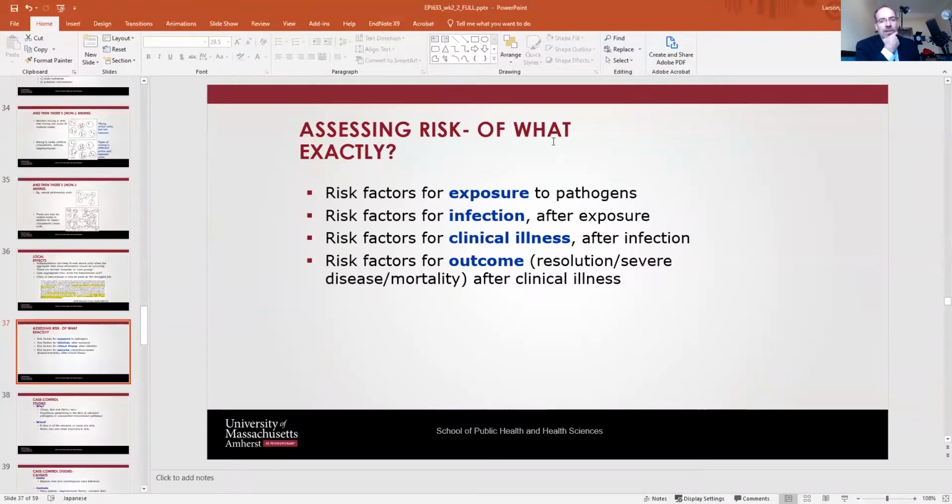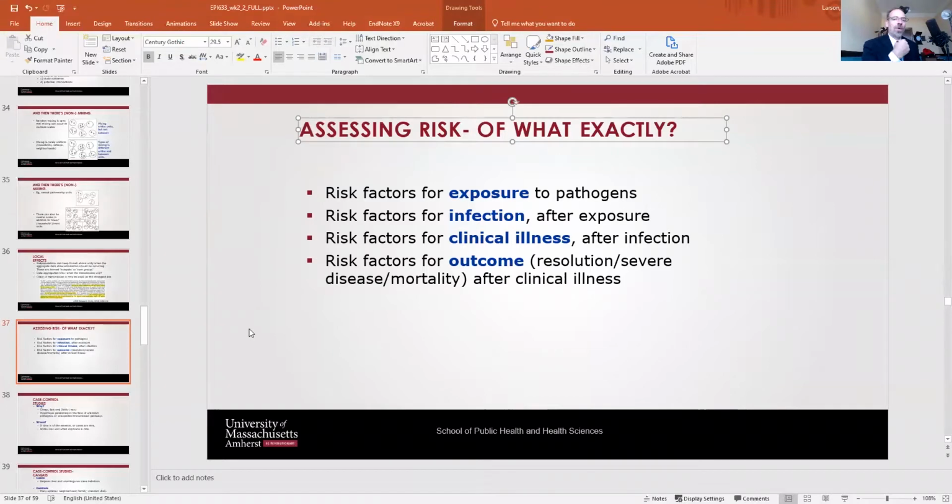So when we talk about assessing risk, what are we talking about? We have risk factors for exposure to pathogens. We have risk factors for infection after exposure. Remember, infection does not behave the same way in every single individual, and often is predictable even within groups, because they have different physiological profiles or immune profiles, for example, or have other related behaviors.